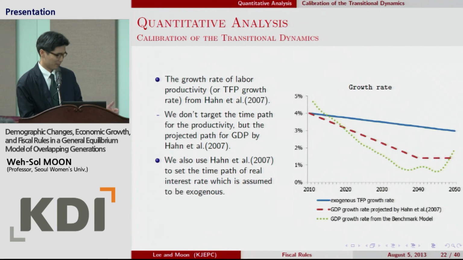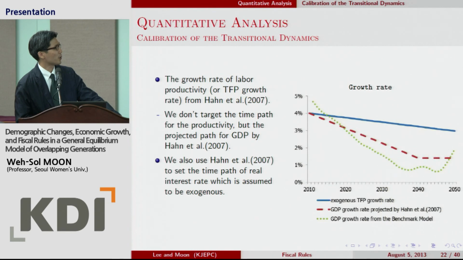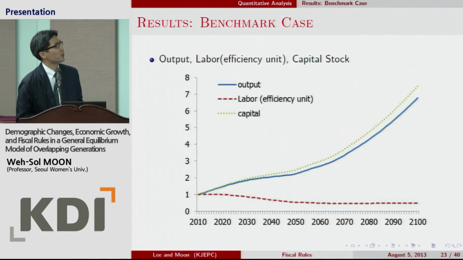And then finally, we also take the exogenous path of interest rate from Jinny Han 2007. So this is the result under a benchmark rule.